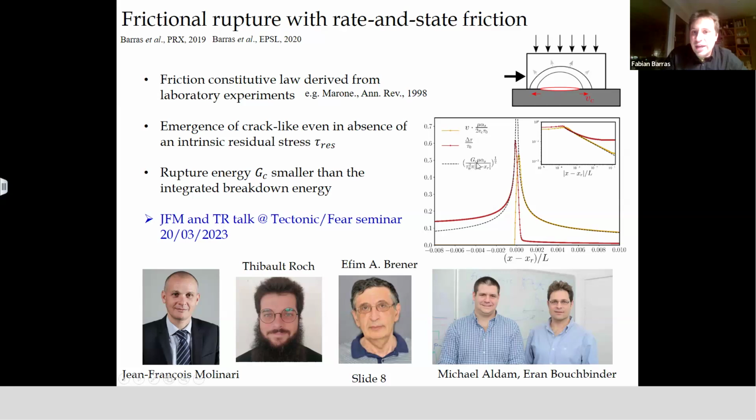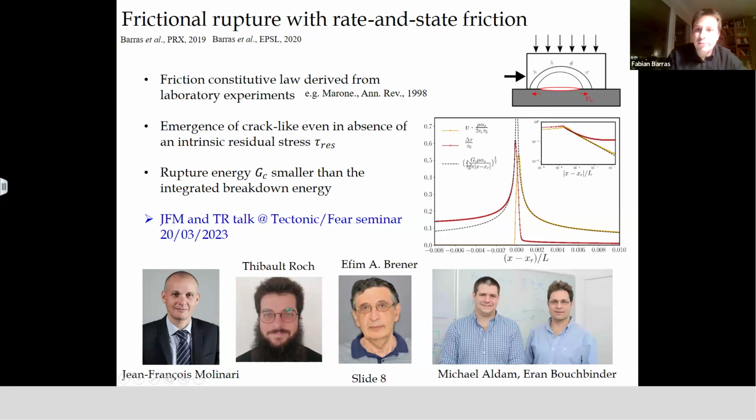But we can then also, as in the case of dynamic fracture, measure the flow of strain energy to the rupture tip and compute the rupture energy GC associated with this. I won't give too much detail about this, because this work has been summarized in a previous TECTONIC fear seminar by Jean-François and Thibaut. I think it was in 2023. So if you want the detail about what type of friction law we used or how it is selected, you can refer to their talk or to the paper that discussed this.